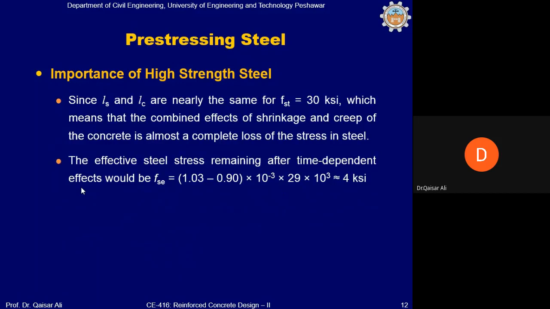So what is the final stress left with us? Because the stress was produced due to strain, and we have seen that the strain in the opposite direction has occurred due to shrinkage and creep, equal to 0.9 in 10 to the power minus 3. So finally, the strain left is 1.03 minus 0.9, times 10 to the power minus 3. When this is multiplied with the modulus of elasticity, we'll be left with only 4 ksi stress, which was initially 30 ksi. And this will further reduce due to the elastic shortening.